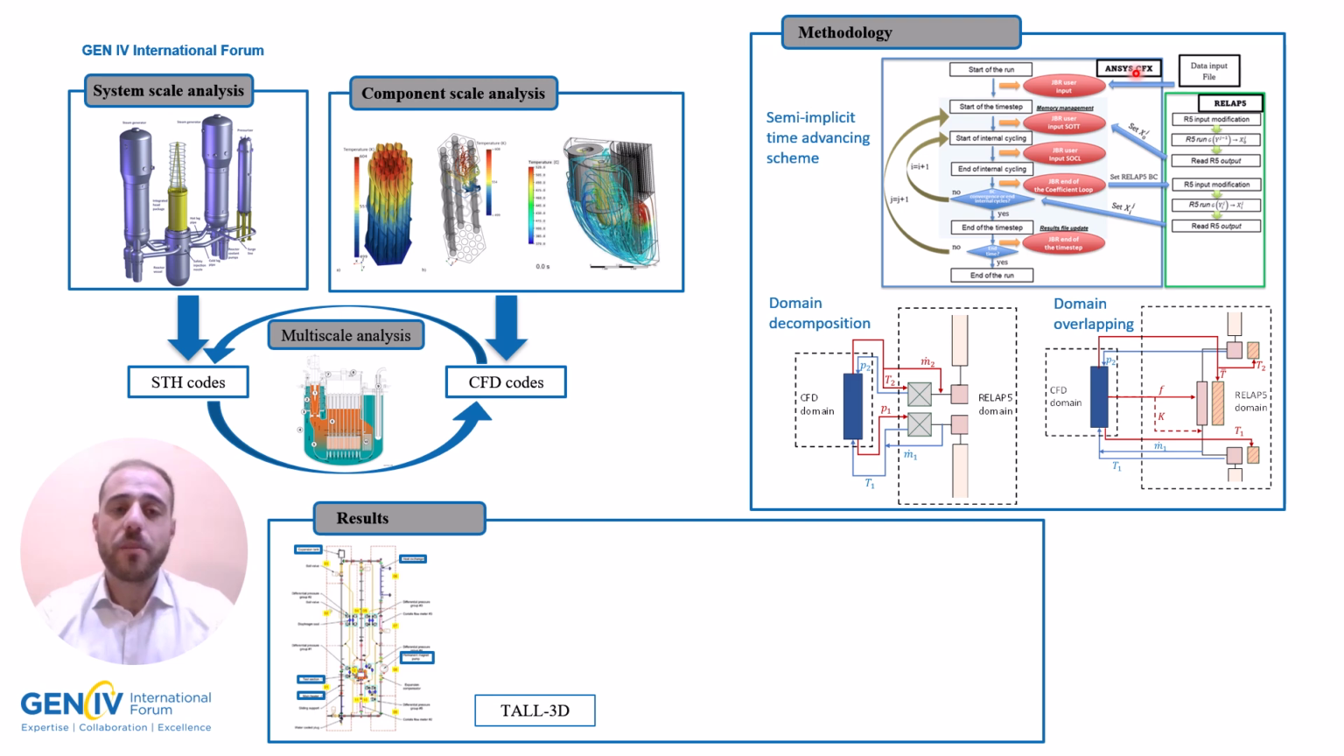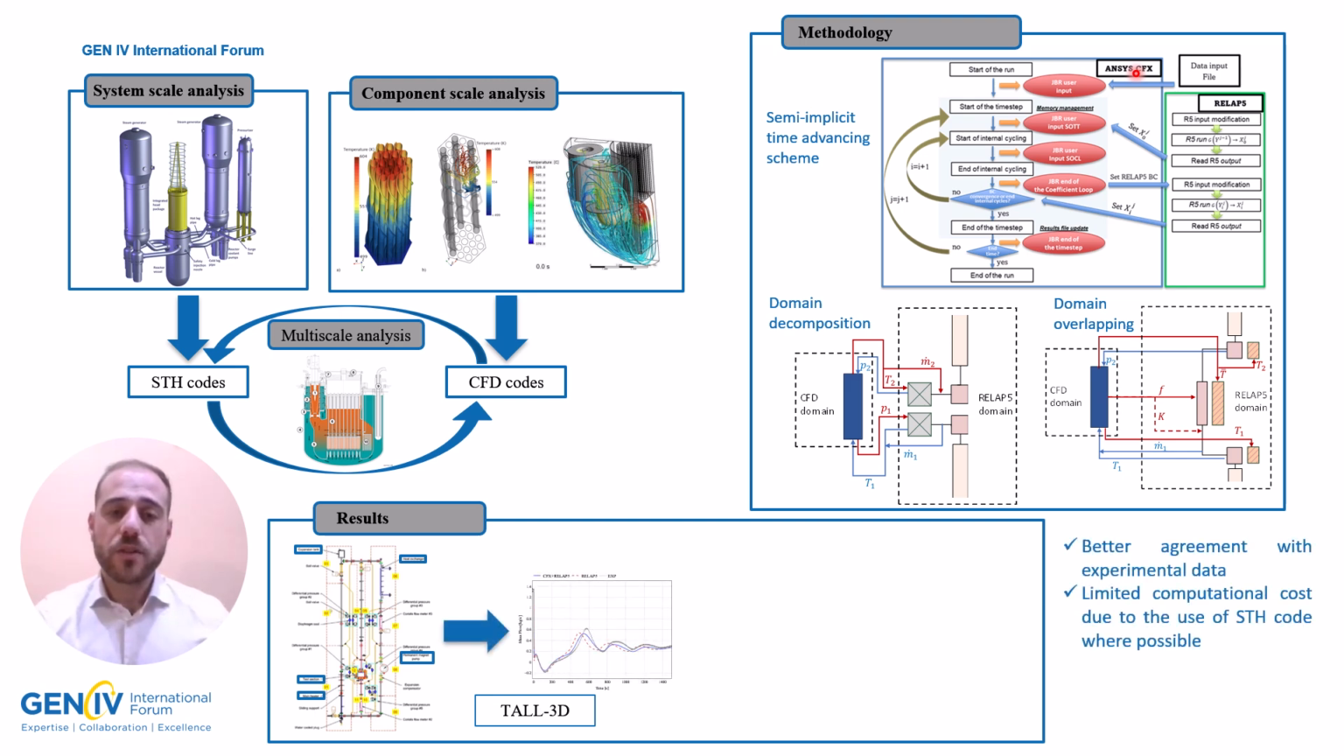An example of the application of this multiscale tool is the simulation of a transition from forced to natural circulation in the TALL-3D facility. That is an electrically heated and LBE-cooled experimental facility that aims to study the capability of numerical codes to predict the behavior of the LBE in a wide range of conditions.